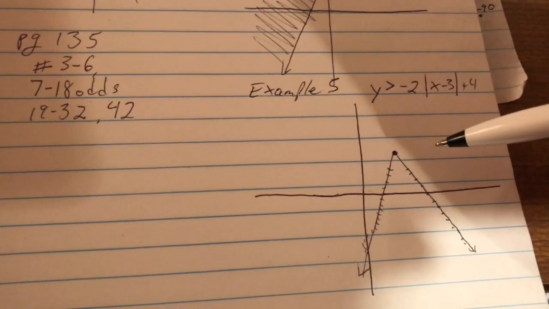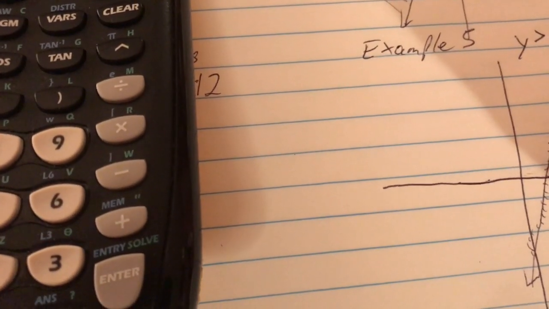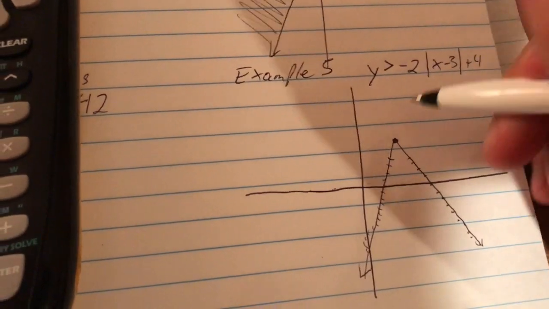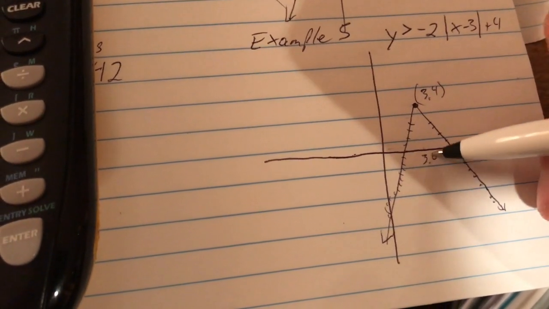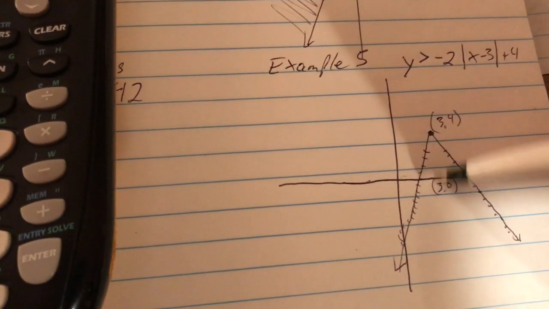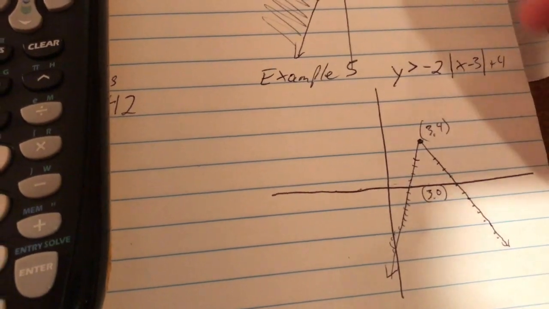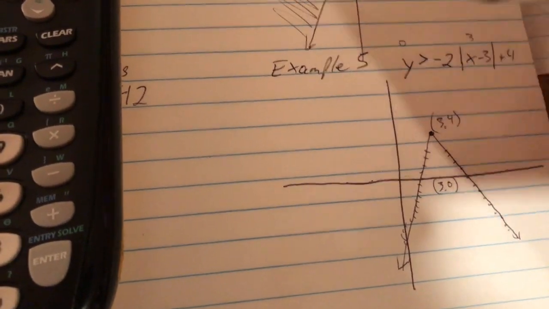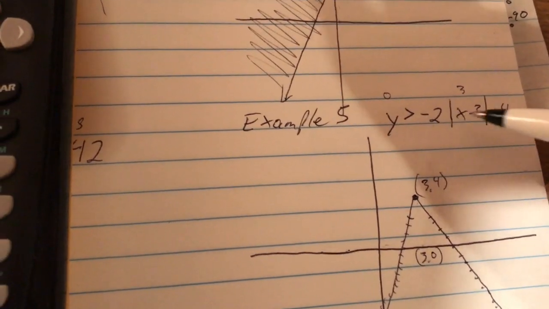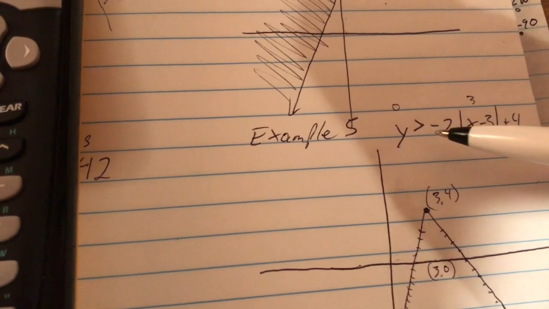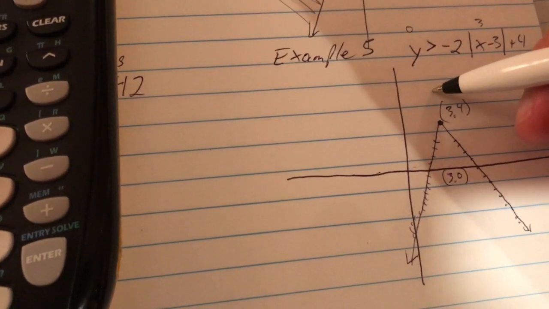So from there, let's check a couple values. The value right below it. So directly below it is going to be, if we said that this is (3, 4), then directly below it is going to be (3, 0). Let's see. If we plug in (3, 0), if the statement is true, we're going to shade it. So let's put in 3, and this should come out to a 0. So 3 minus 3, 0. 0 times -2, 0. 0 plus 4, 4. Is 4 less than 0? No.